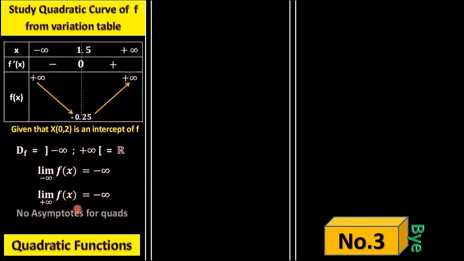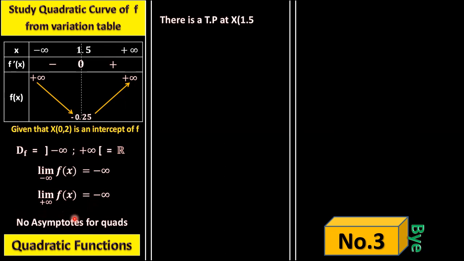Now we have been told that one of the intercepts is at (0, 2). And since it's a quadratic, there is no asymptote. There is a turning point at 1.5 and negative 0.25. These are the turning points that we have from this curve. You can see it from here.